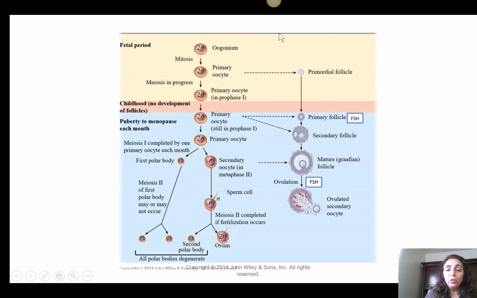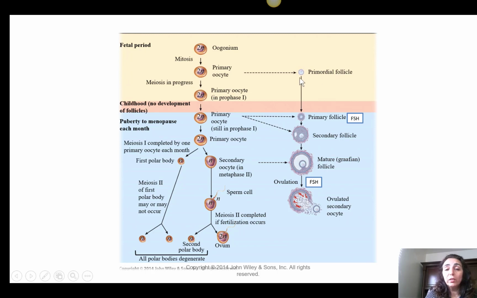As we see in the fetal period before birth, each primary oocyte is covered with one single layer of epithelial cells around it. We will see the bigger picture later. We call a primary oocyte with one single layer of cells around it a primordial follicle. So before birth, the only type of follicle that we have is the primordial follicle.